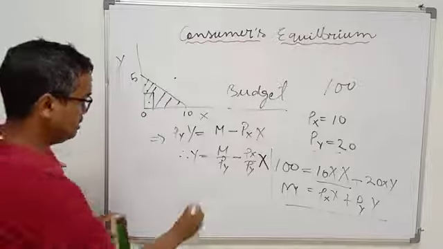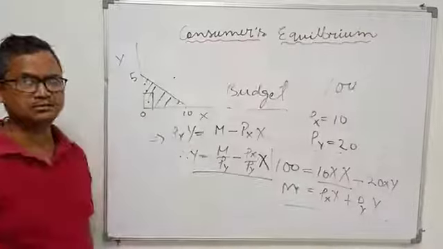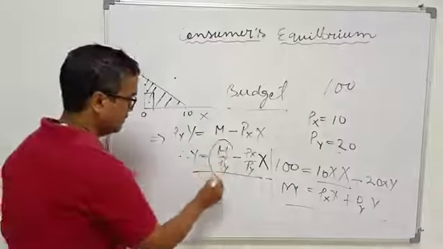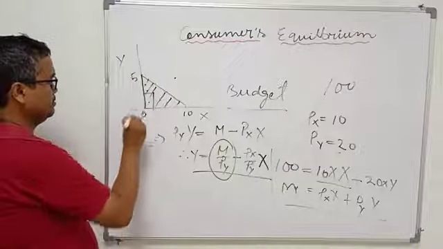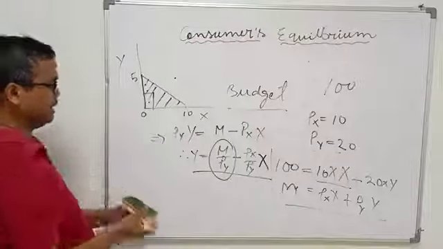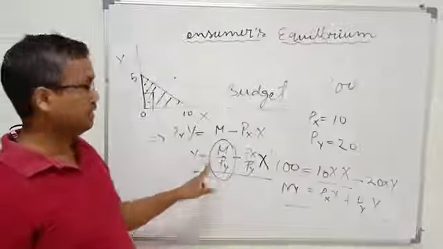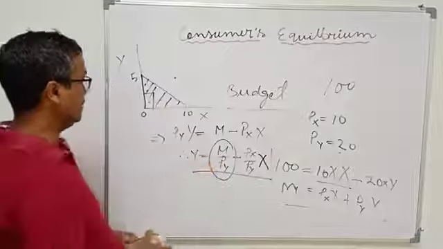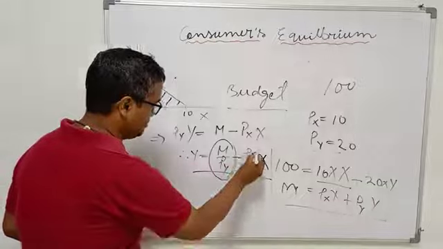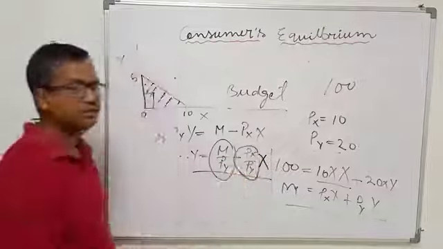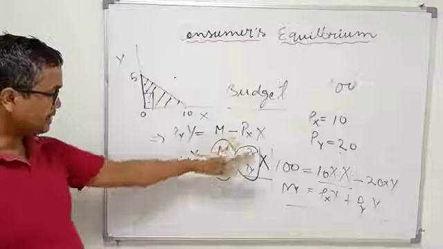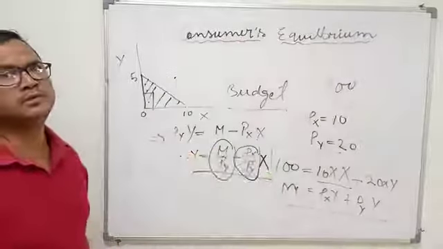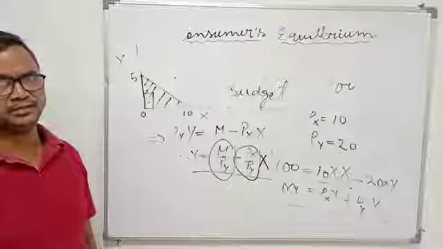Now we consider the equation, called the budget equation. M by Py represents the 0 to 5 on the Y-axis, so it is called the vertical intercept. And minus Px by Py is the slope of the budget line. The price ratio of the two commodities gives you the slope of the budget line.